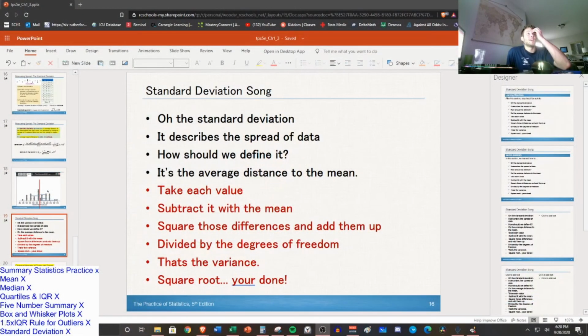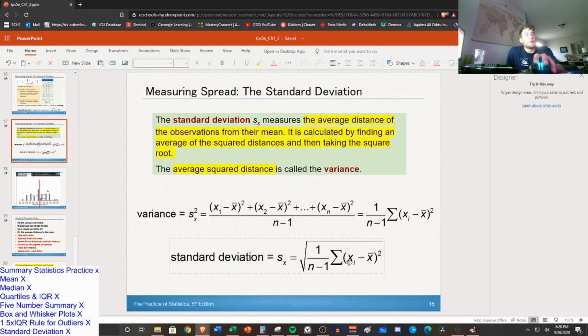These will be in the video. You'll be able to see them. But the black text is sort of the definition. What does it do? It describes a spread of data. How should we define it? It's the average distance from the mean. And that fourth bullet point is actually a test question. Okay, it's the average distance to the mean. So the red text is actually the formula. Okay, the red text is the formula.